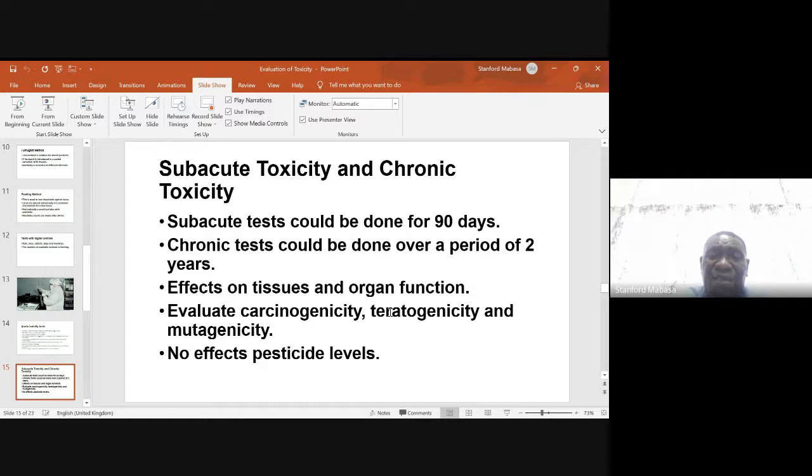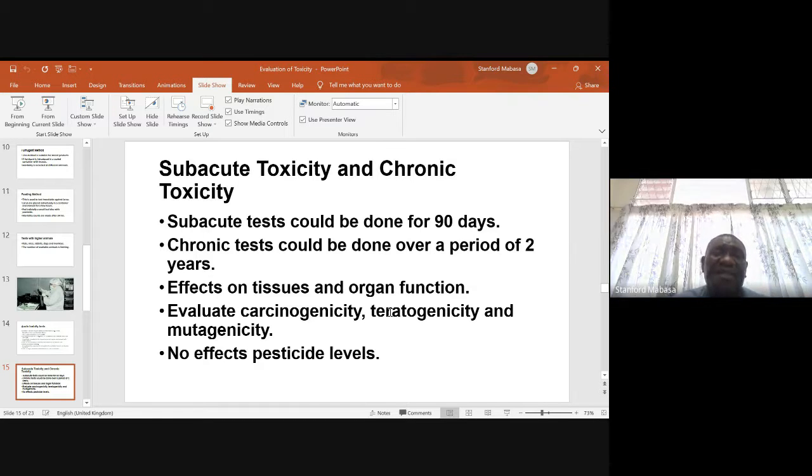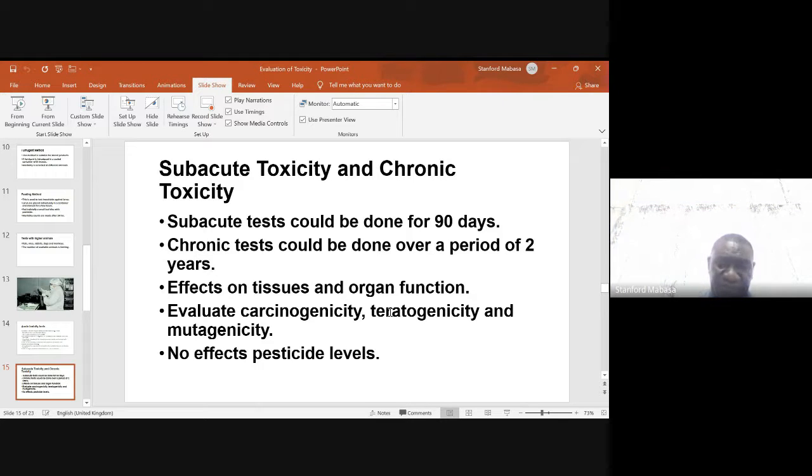Then mutagenicity: is the pesticide going to affect the genes of the animal? Another issue is whether we can have what are known as no-effect pesticide levels, levels of the pesticides which do not influence the organisms.